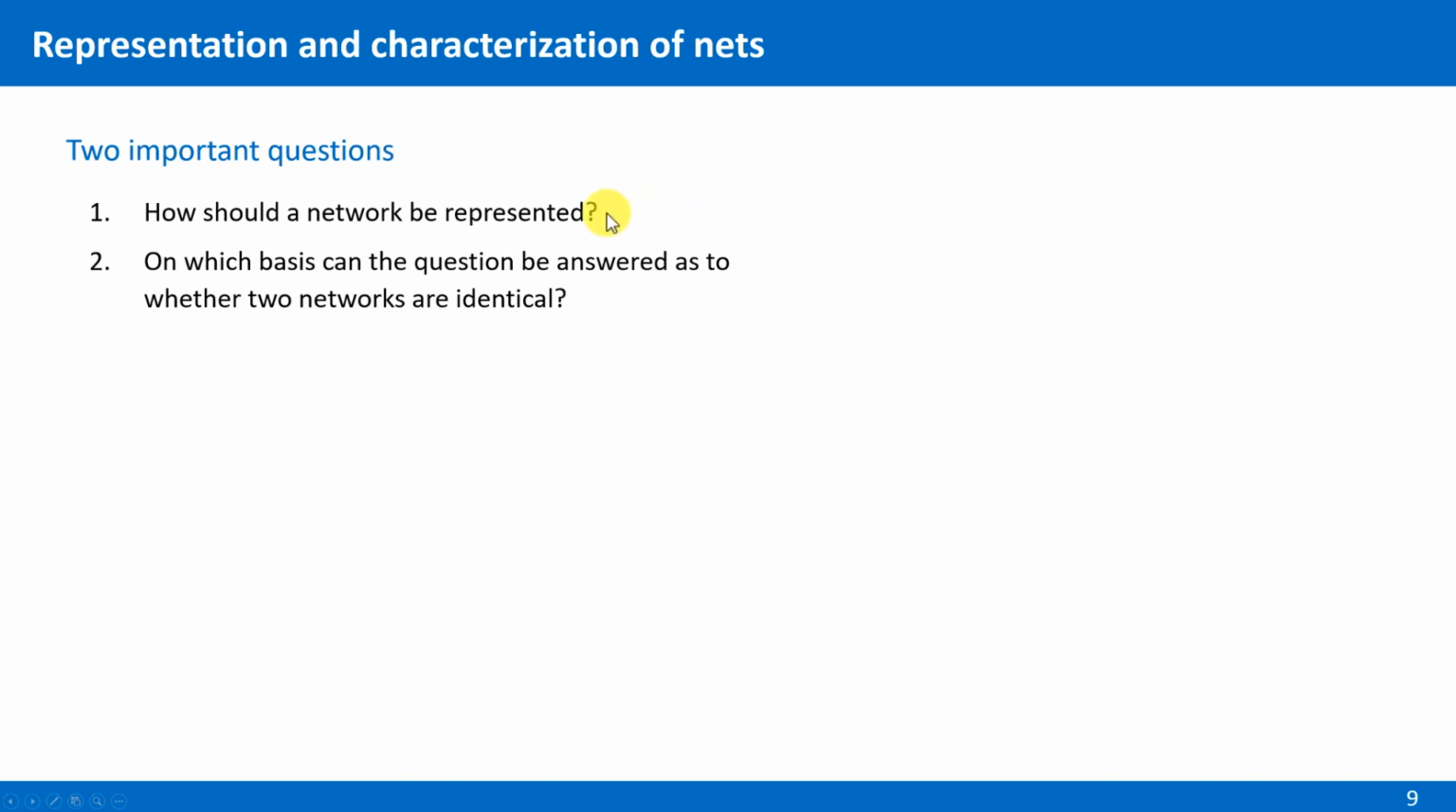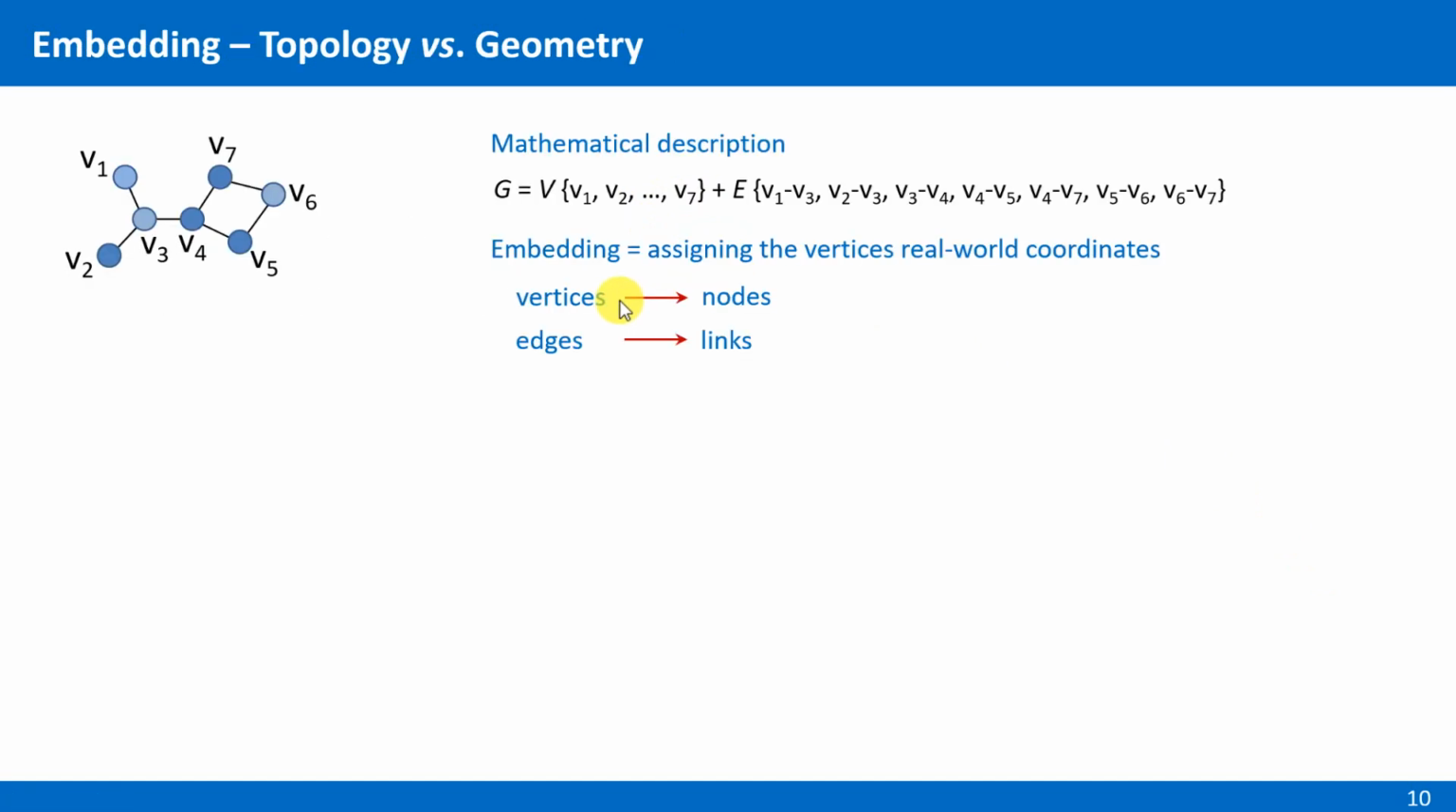First, how should a network be presented to characterize its properties? And second, what properties do we actually have to explore or specify to be able to say that two nets are the same or not? First question. As I said, mathematically, a graph is only a certain set of vertices plus a certain set of edges, which specify which vertex is connected to which other vertex.